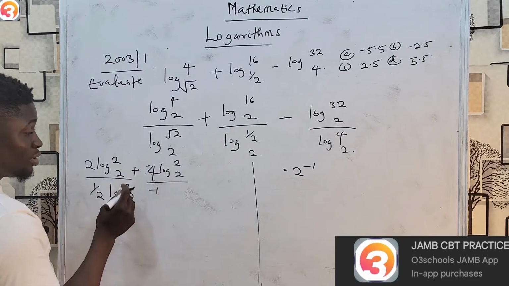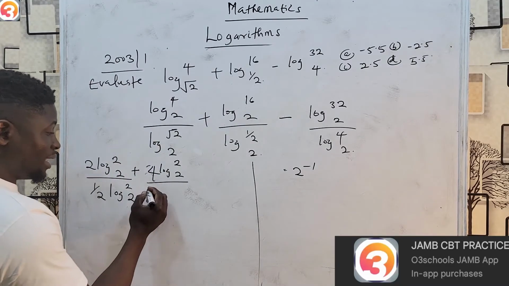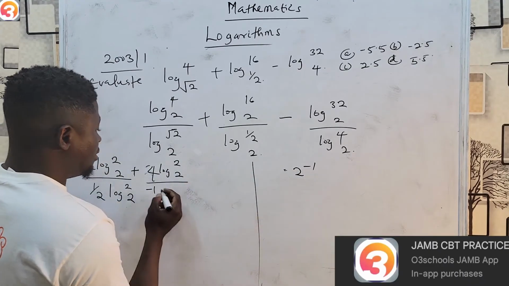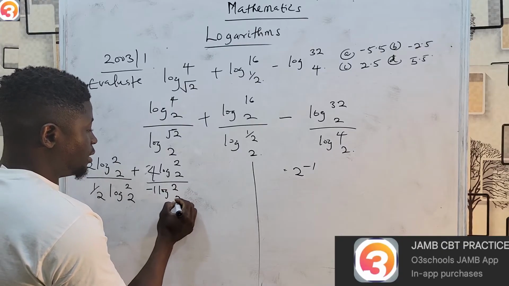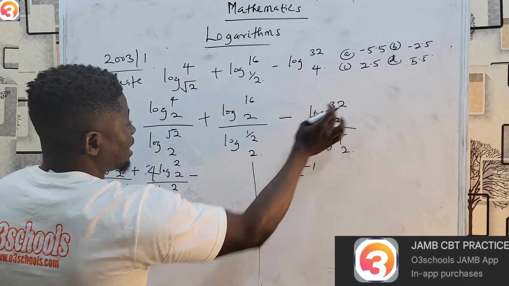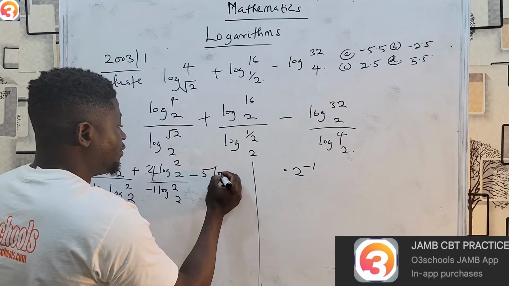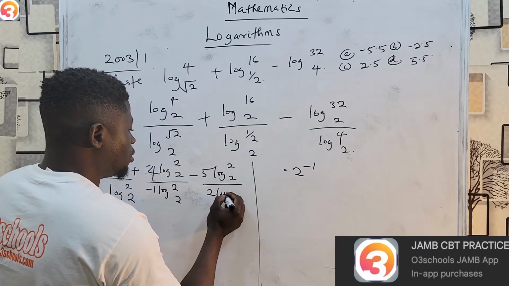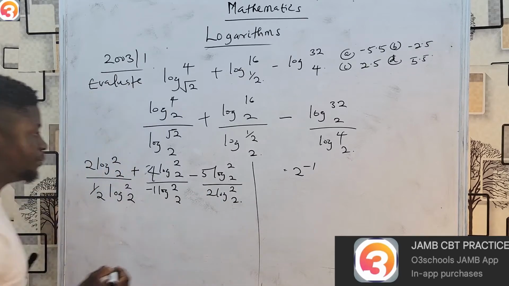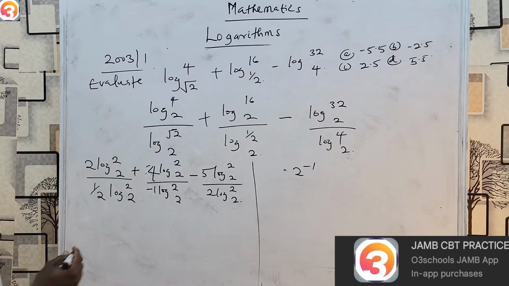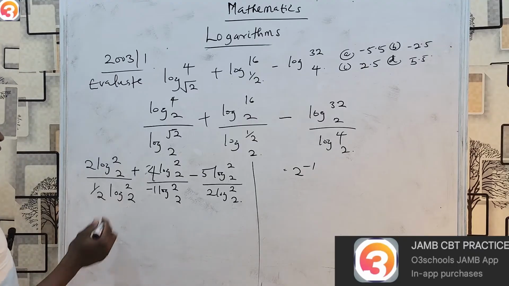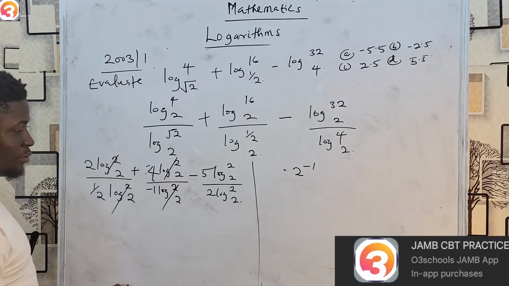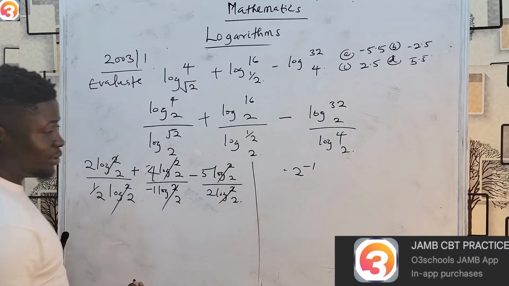Let's leave this plus here because normally this plus is supposed to change. But do not forget, you're going to have minus 1, right? Minus 1 log 2 base 2. Then minus, of course, 32 is 2 raised to the power 5. So 5 log 2 base 2 over 2 log 2 base 2. Right? So now let's start to work out. Log 2 base 2 will cancel log 2 base 2. Log 2 base 2 will still cancel log 2 base 2 here. Log 2 base 2 will cancel log 2 base 2 here.